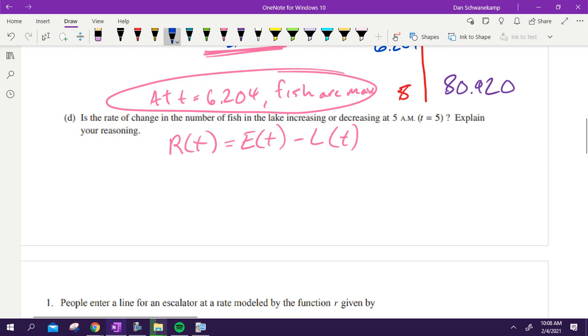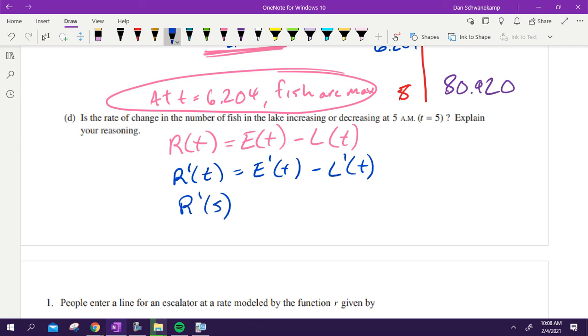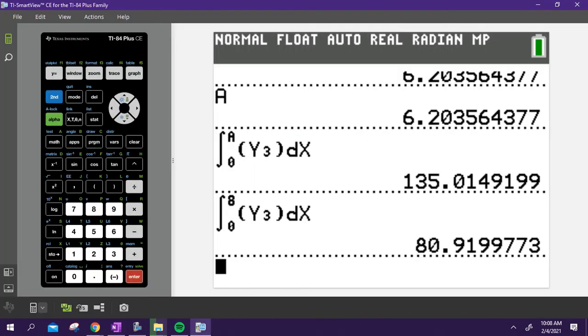Do what? Find the derivative. Well, the good news is it's just R prime of t, and it would be E prime of t minus L prime of t. If I want to know if it's increasing or decreasing at 5, what do I need to do? Yeah, I'm finding a derivative here, so I just plug it in. Find R prime at 5. I can do that really easily.